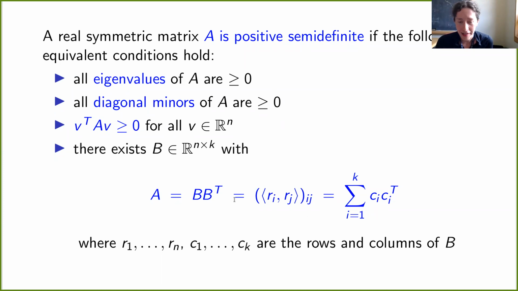And in particular, this lets you interpret the matrix in 2 different ways. One is that the entries are inner products between the rows of B. And the other is that you've written A as a sum of rank 1 matrices, namely the rank 1 matrices given by the columns of the matrix B.